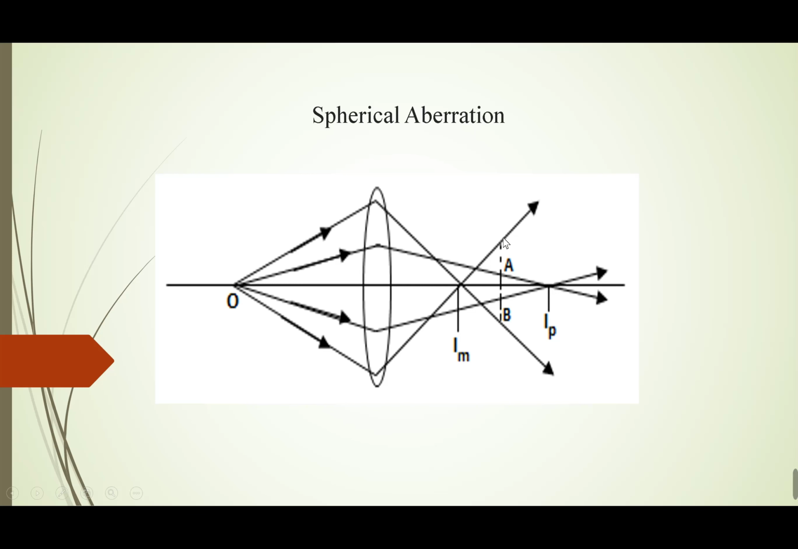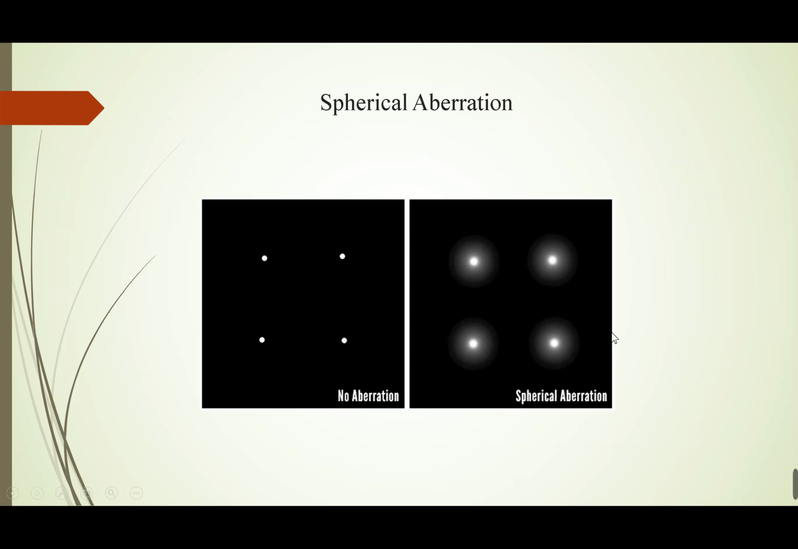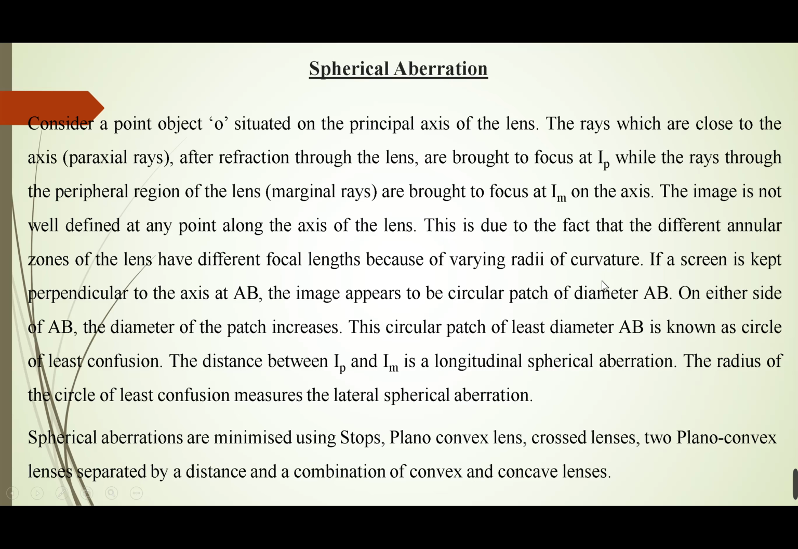When a screen is held perpendicular to the principal axis, the image formed on the screen looks like a circular patch. I'll show this. See here, this is the point object we have used. After refracting through the lens, instead of a point image, we get a circular patch. That clearly indicates that a well-defined image is not formed on the screen. Let me go back to the diagram again.